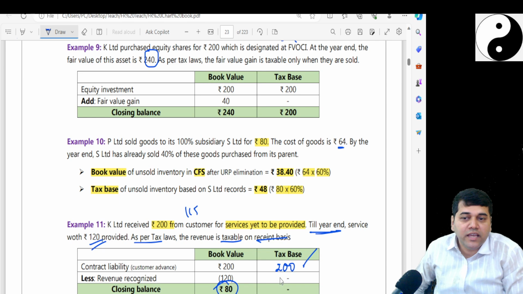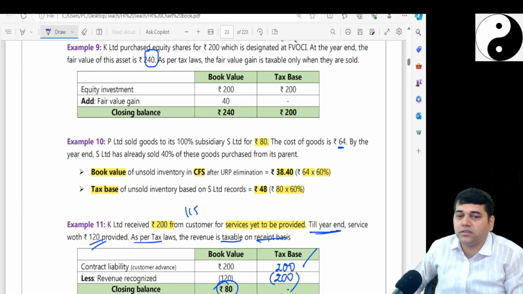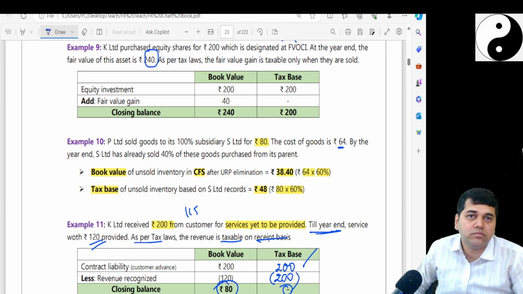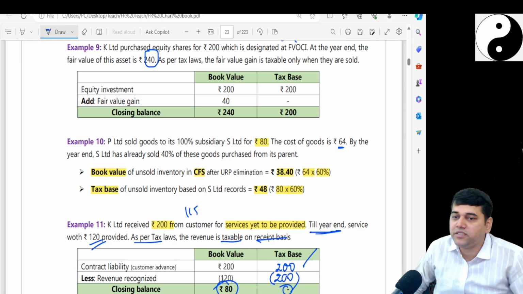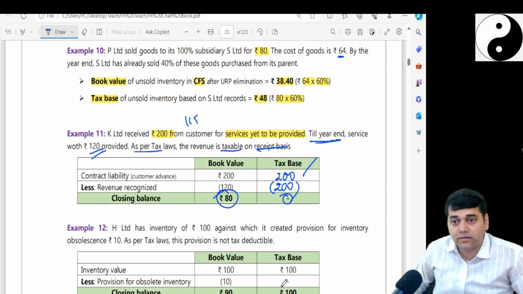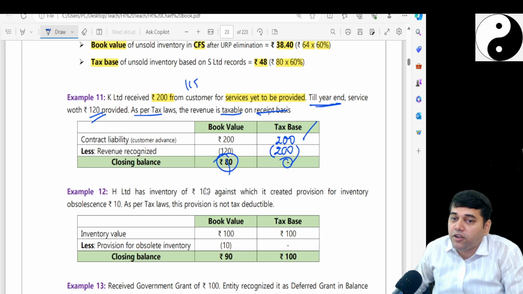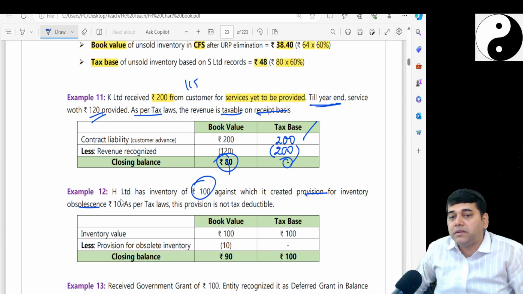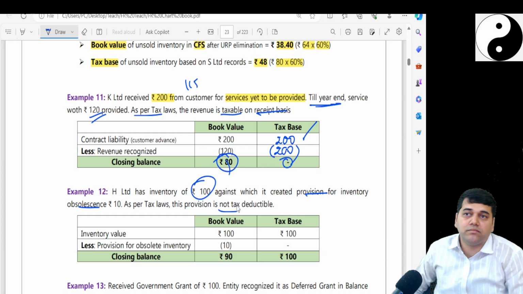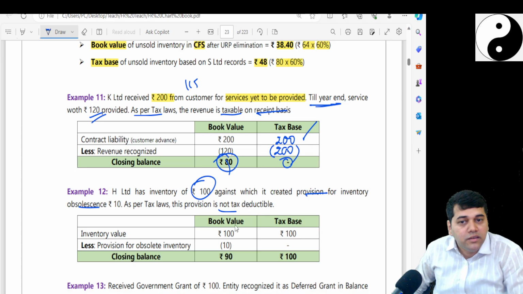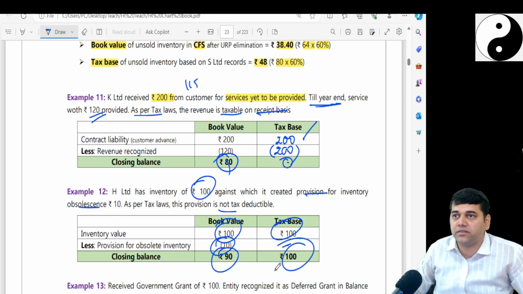In that case, I fully paid the tax on 200 rupees right now. They gave me full 200 rupees deduction. At the end of the year, tax base is 0. Perfect. See, H Limited has got an inventory of 100 rupees against which they created a provision for inventory obsolescence. But the income tax said this is not taxable. Easy. Book value you had 100. You made a provision. You added it back. They didn't permit you. So at the end of the year, 90 and 100 is the tax base.